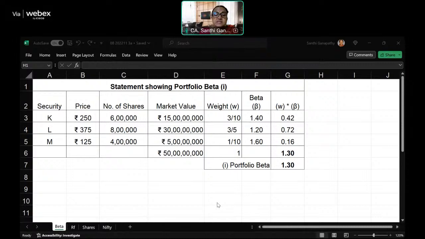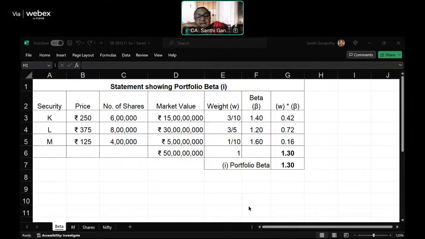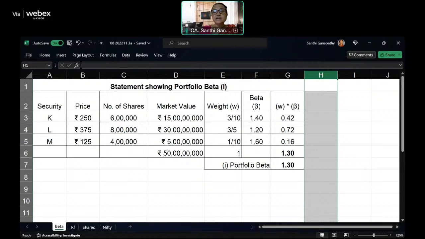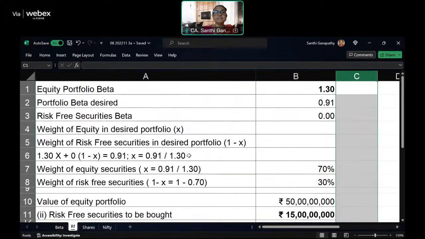Next, the question is, what is the beta you are having? You are having a beta of 1.3. He is not happy with that. He wants the beta to be only 0.91. So how to make it 0.91? There are two ways of doing it. One, you can dispose of a part of your portfolio and get risk-free securities. Risk-free securities means beta is zero. Therefore, you can find out how much is to be bought. That is the first suggestion he has.